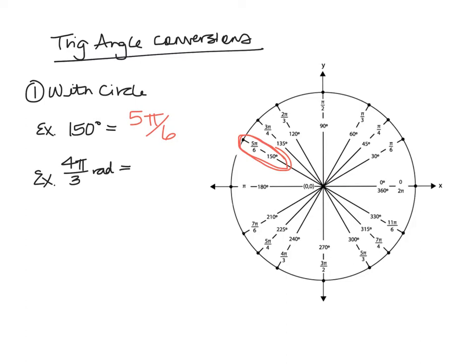4/3 pi radians, so I'm just looking in my circle for 4/3 pi. That's right here. Yours probably says 8 pi over 6, depending on how you counted. So just know that you may have to reduce some of these to find the ones you're looking for, but that is the same as 240 degrees. So if there's simple ones that are on the circle, that's really easy. You just find the ones that match and move on.